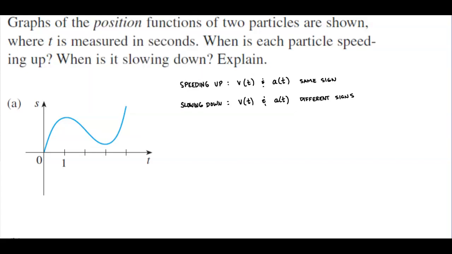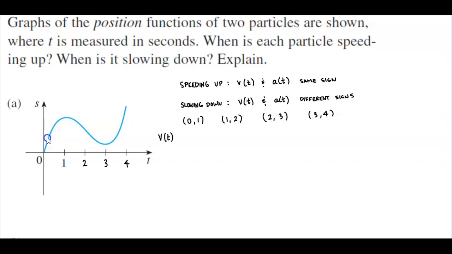So let's take a look at our intervals. We have going from 0 to 1, 2, 3, and then 4. So we have an interval from 0 to 1, and then from 1 to 2, 2 to 3, and then 3 to 4. So we want to take a look at the velocity function. Now this is a position function, so the velocity function is telling us what is happening with this graph, meaning the position function.